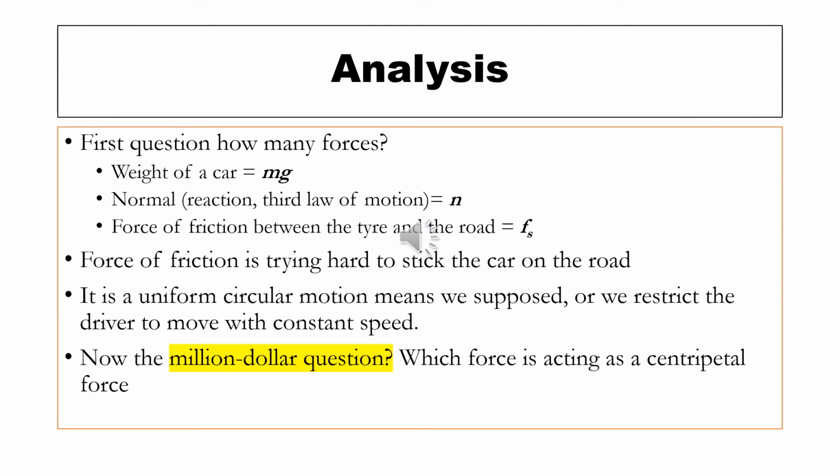Now you have to analyze the situation and write down all the forces. First, the weight of the car, which is mg; the normal reaction, which according to the third law of motion always opposes the weight; and the force of friction between the tire and the road, which involves the coefficient of static friction. Force of friction is trying hard to stick the car to the road. It is a uniform circular motion, meaning we restrict the driver to move with a constant speed. Now here is the $1,000,000 question. Which force is acting as a centripetal force?